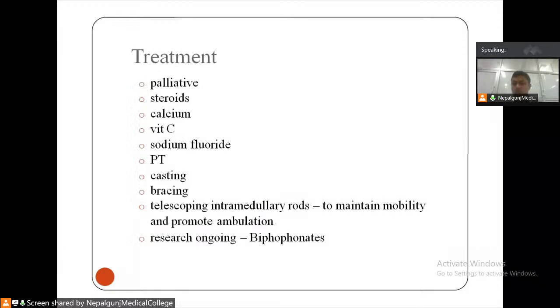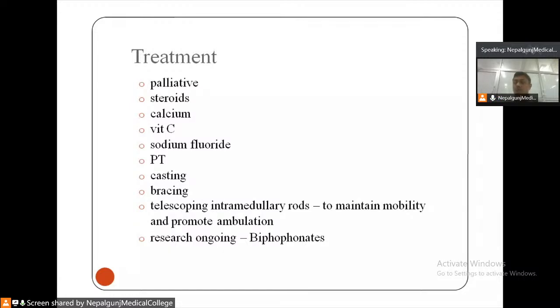So there is no strict form of treatment. It's just a modulated, supportive form of treatment. All of these provide palliative treatment. If there is a fracture, for palliative purposes you can do splintage or some sort of bracing. One can start with steroids. You can give calcium, vitamin C, and sodium fluoride. Physiotherapy is an essential part, like I've already discussed. You can do casting or bracing from an orthopedic point of view.